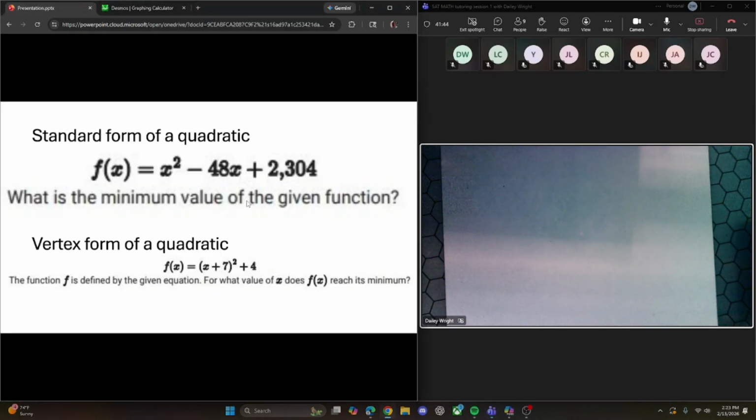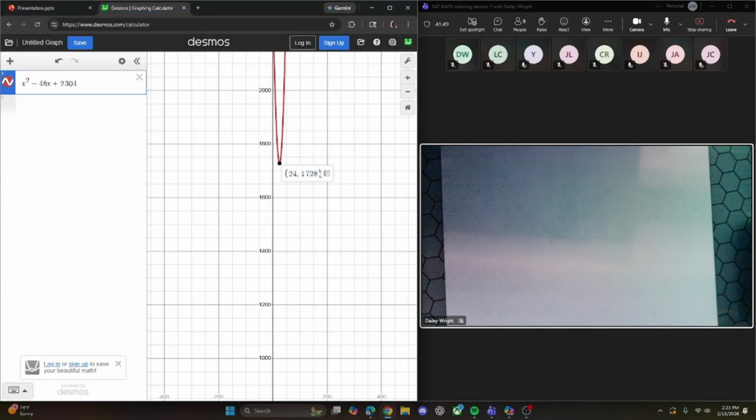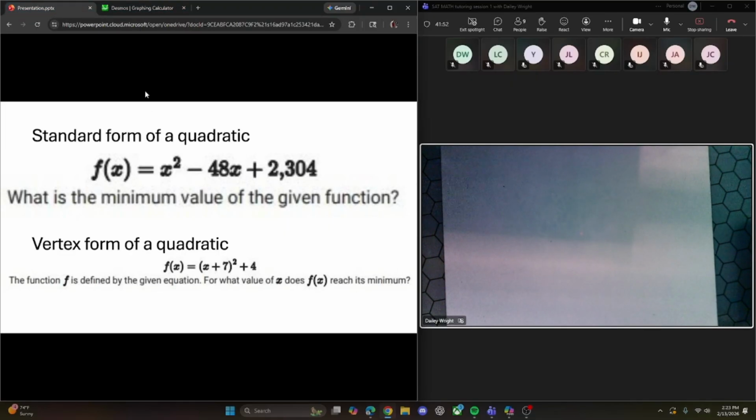So what is the minimum value of the given function? It's asking for the y value because it's minimum, so it would be y equals 1728. What you would type in is just 1728. Now for vertex form of a quadratic, the function f is given by the given equation. For what value of x does f of x reach its minimum? One thing you want to look at for this equation is it's asking for the value of x where f of x reaches its minimum. So you're still looking for the vertex because you see minimum, but you're looking for the x value of the vertex to answer this.